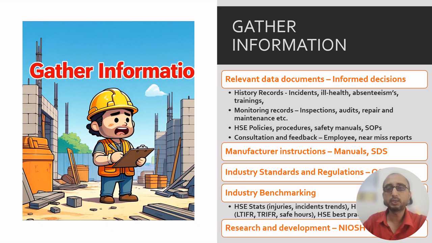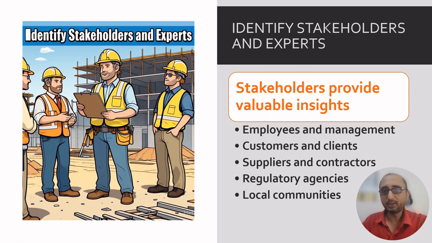Then industry standards, you can get the information from them. Then industry best practices, you can utilize the information from the industry best practices. Then research and development bodies like NIOSH that provide research and development regarding health and safety. So these are some sources where you can get the information that can help you during the risk assessment process. Then you need to identify the stakeholders that you may need to engage with regarding your risk assessment process. They may include employees, management, customers, clients, suppliers, or representatives of the regulatory bodies.